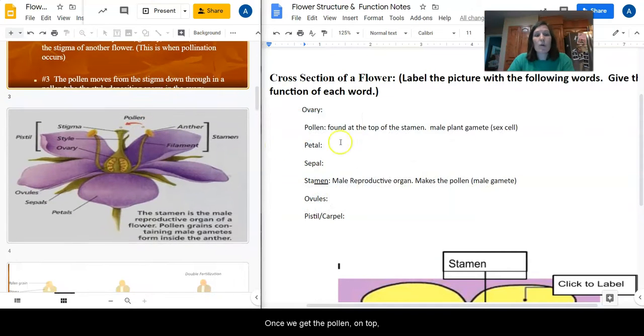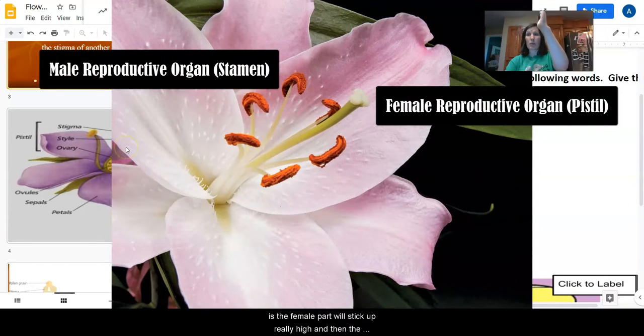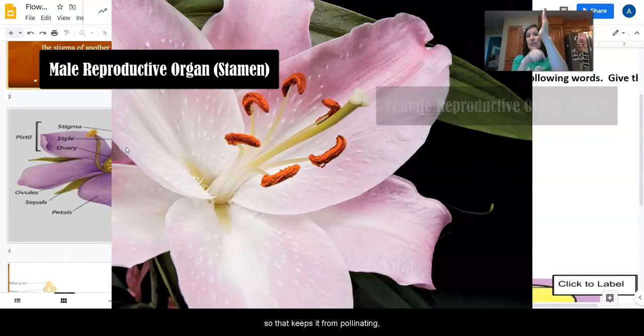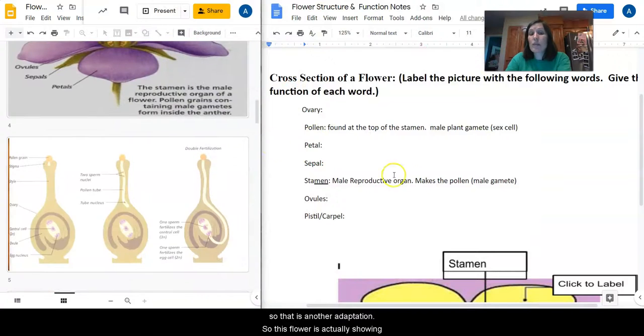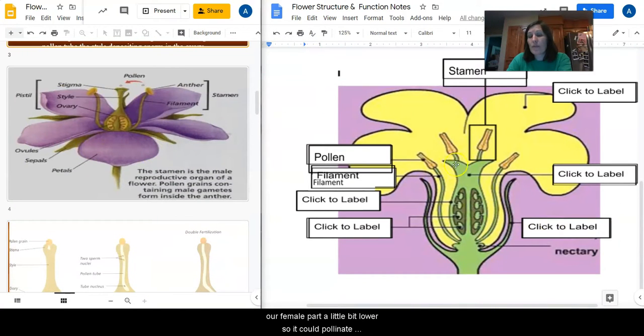All right, so again, here are the anthers, which make the pollen, and you can fertilize your own flower. Sometimes another adaptation is that the female part will stick up really high, and the anthers, the male stamen, are down here. That keeps it from pollinating itself. This flower is actually showing our female part a little bit lower, so it could pollinate itself.